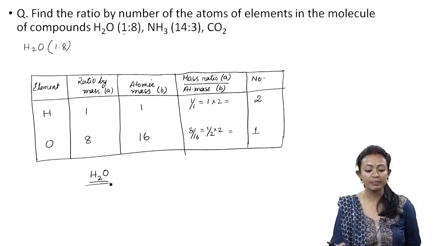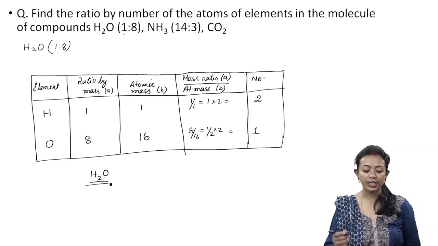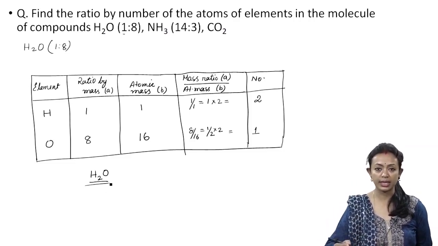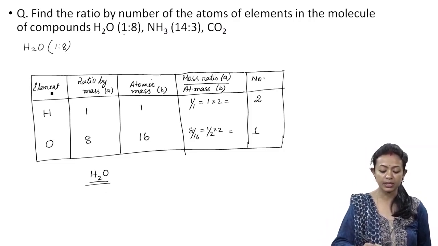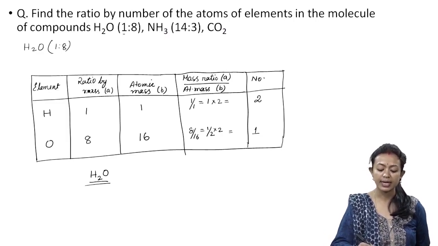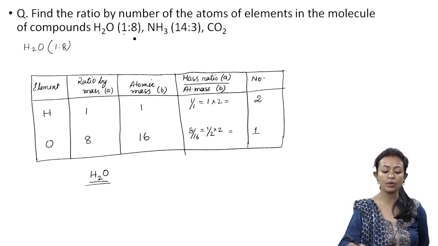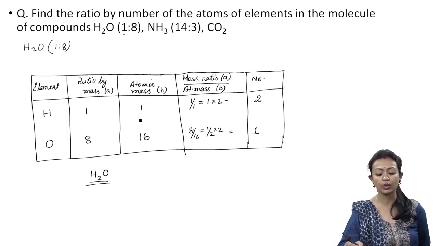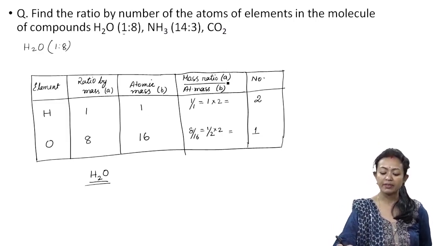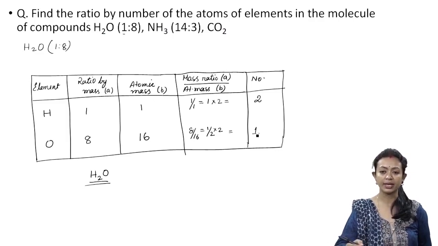So you have seen how we made the conversion. What did we do? We plotted a table. First we took the elements. What are the elements required? Then we took the ratio by mass, which is already given in the question. Atomic mass is a constant term which you already know. Then we divided the mass by atomic mass. And then we converted into whole numbers, and this is what we get.